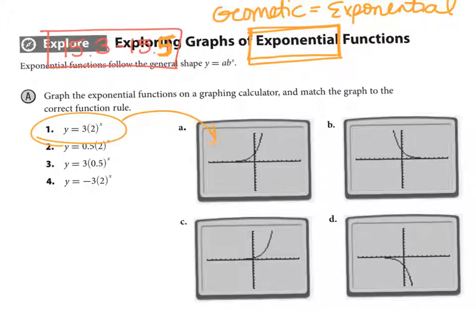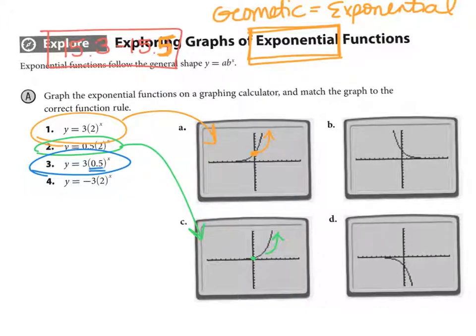Hopefully you match that with A, a starting point on the 0 line, which is the y-axis, of 3, and then it's increasing because it's multiplying by 2 every time. All right, my second equation is starting at a half, so it's starting at a lower value, but it's still increasing by 2 every time. That looks like, to me, it's going to be C here, starting at a half, but still increasing.